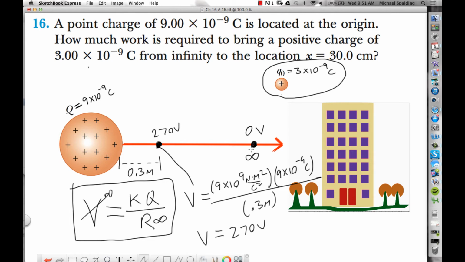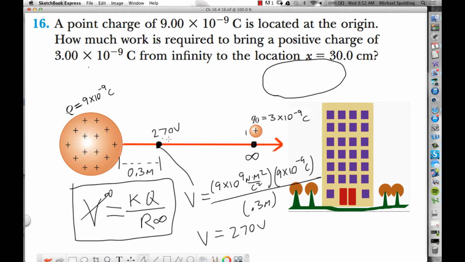In this problem, we're going to bring this charge. Ready? I'm going to bring him in now. We're going to take this charge right here, and we're going to bring him to infinity. Boom. We're putting him right there. And then what are we going to do to him? He's starting at infinity, and we're going to take him and move him over here.